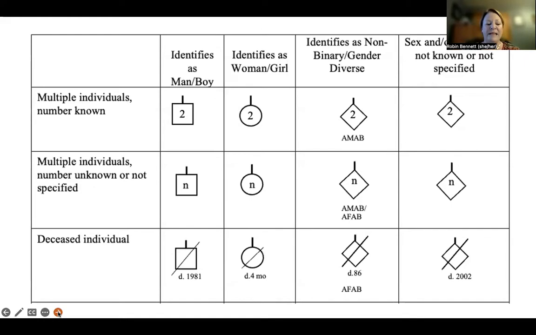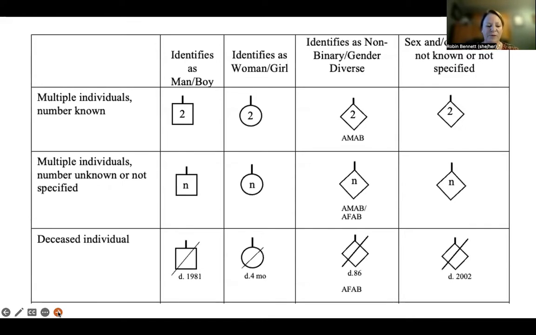And then you can use an N when there are multiple people and you just don't know how many people are in that family. So let's say somebody has lots of uncles, but you don't know how many, so you could just put an N in there. Same, lots of women, you don't know how many, you just put an N in there. Here's if you know lots of people and you don't know their gender, assigned male at birth or assigned female at birth. And then the last one, you can use a slash to say a person's deceased.